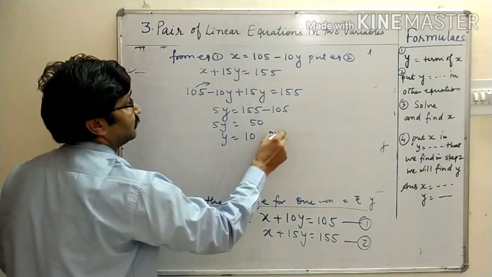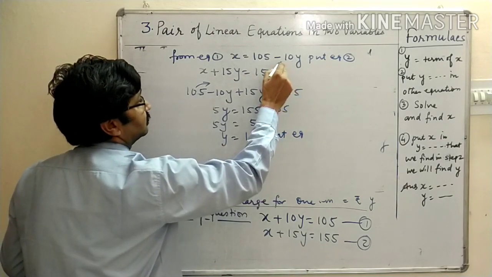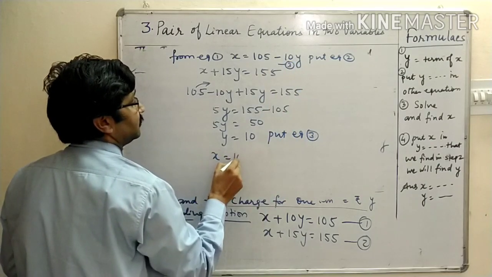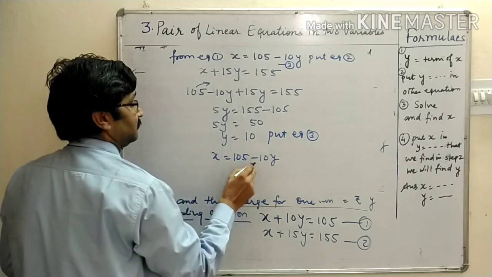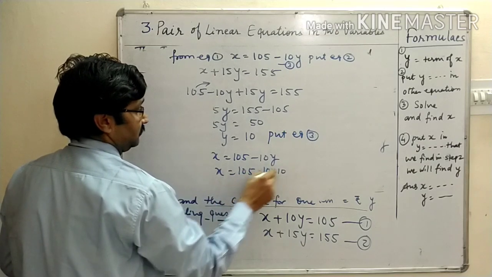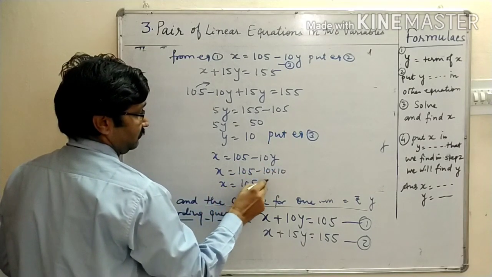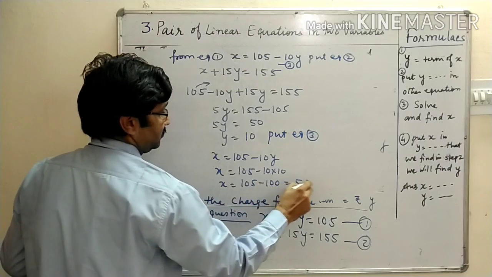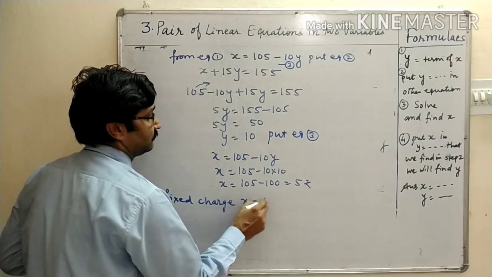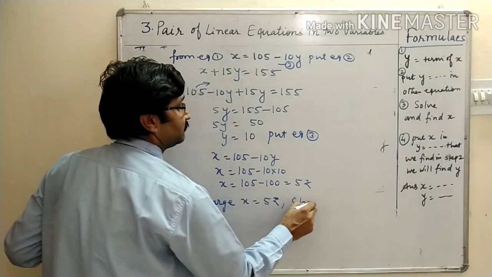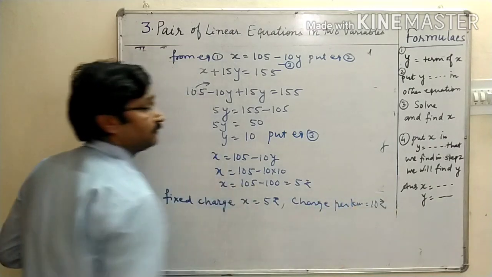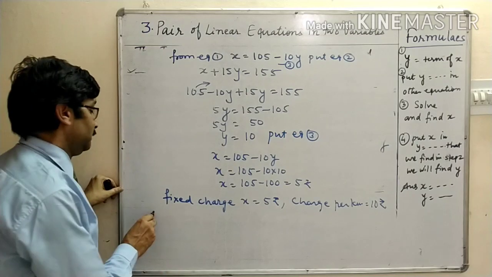This you put in the equation here. This you can say is equation 3. Put in equation 3, x equal to 105 minus 10y. In place of y you will put 10. So you get x equal to 105 minus 100, that is 5 rupees. Means here you get the answer. Fixed charge, that is x equal to 5 rupees, and charge per kilometer equal to 10 rupees.